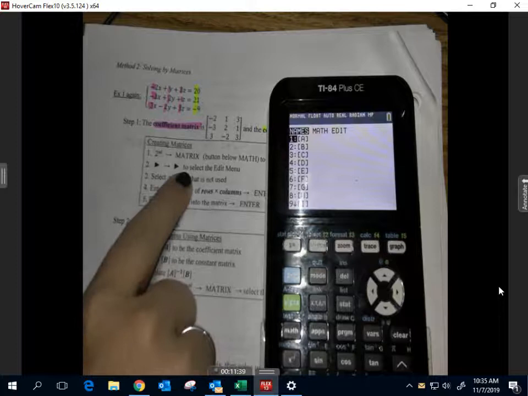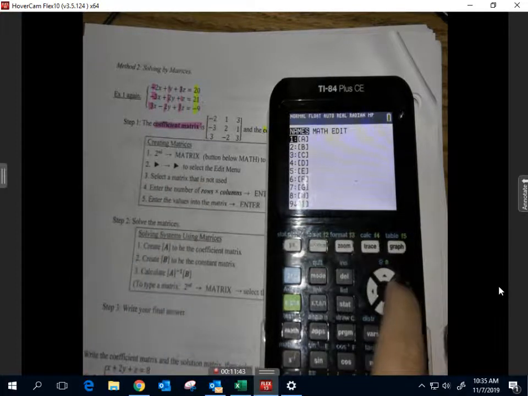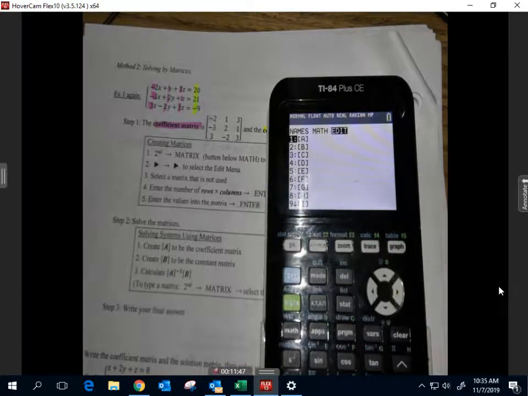Alright, so now we're going to go over 2 times and select Edit Menu. So over and go to Edit. So we're going to select the matrix we're going to use. So our first matrix we're going to use is A. So hit 1.